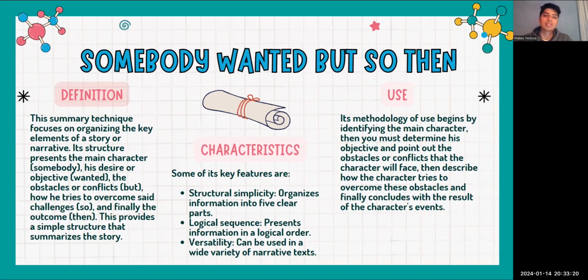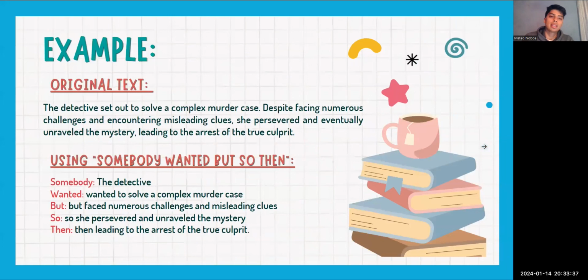The methodology of use begins by identifying the main character. That's the first step. Then you must determine his objectives and point out the obstacles or conflicts that the character will face. Well, let's continue. We can see one example about this technique.